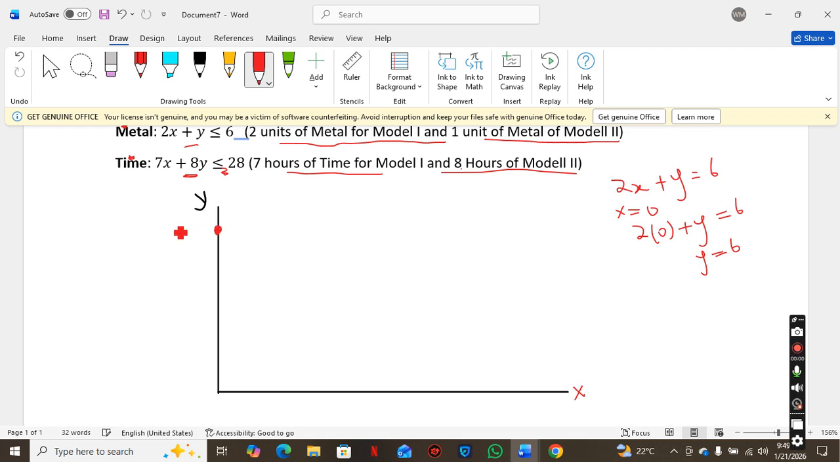Okay, when x is 0, y equals 6. So that is our first point here on the graph. Any questions before I move further?